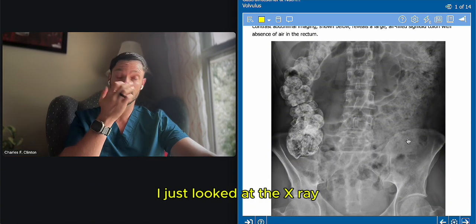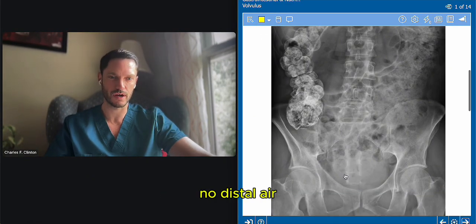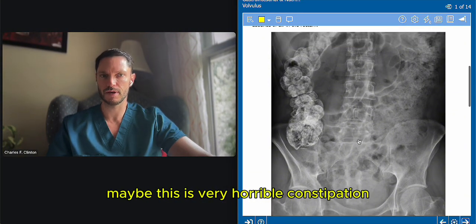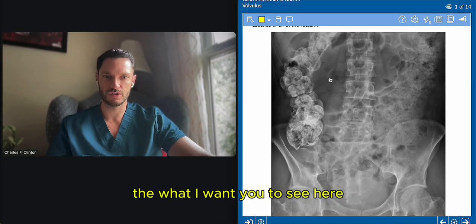When I saw this question, I just looked at the X-ray and focused too much on these things. I was like, oh, okay, no distal air, so abdominal obstruction. Maybe this is very horrible constipation. But I didn't see the elephant in the room, which now I see, of course, after I got it wrong. What I want you to see here is the volvulus.